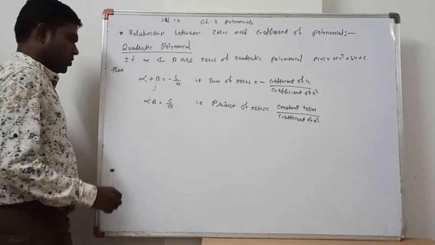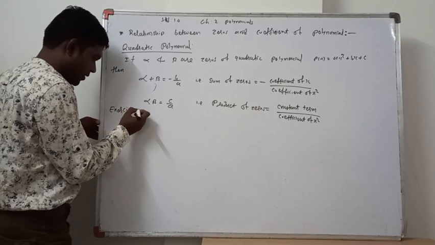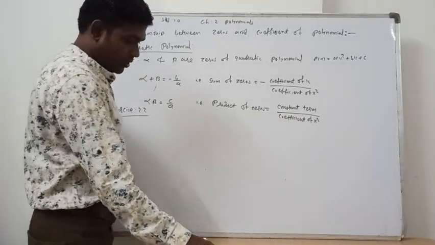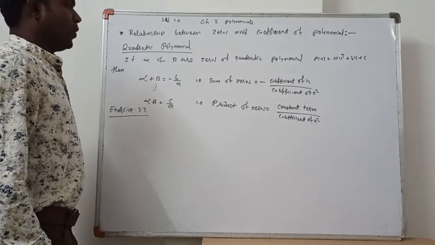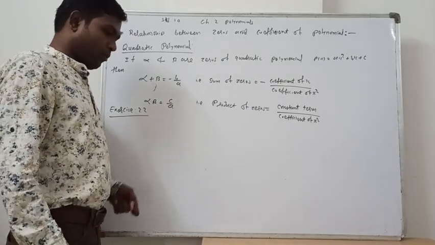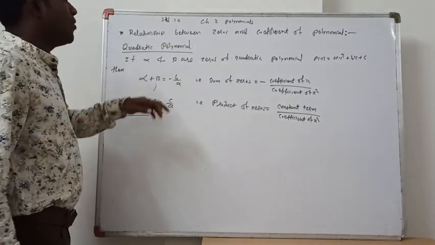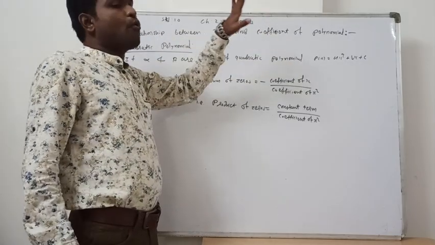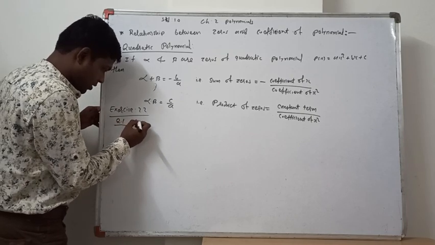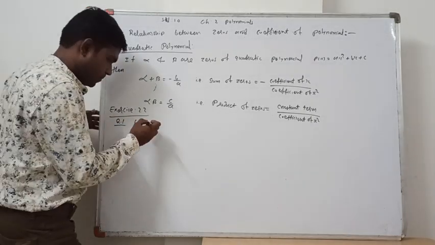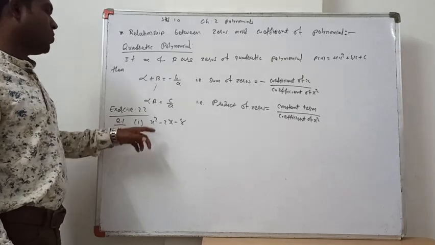Now, on the basis of this, we have to start our next exercise, that is 2.2. In that, question number 1: find the zeros of the following quadratic polynomial and verify the relationship between the zeros and the coefficients. So first, question number 1, the first one, that is x square minus 2x minus 8. This is our quadratic polynomial.